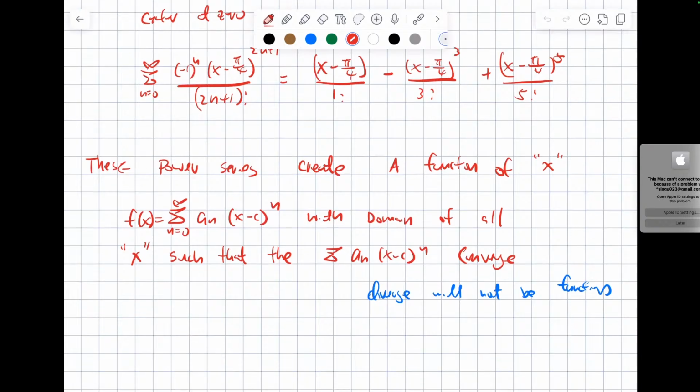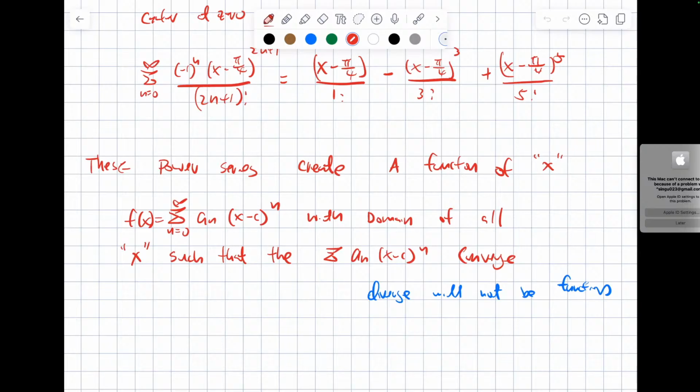If a function diverges, it cannot represent the function. If the power series diverges, it cannot represent the function. If the power series converges, it can represent the function f of x. So what is a radius of convergence? This is the main topic today, which most of the time is going to be on the AP exam.